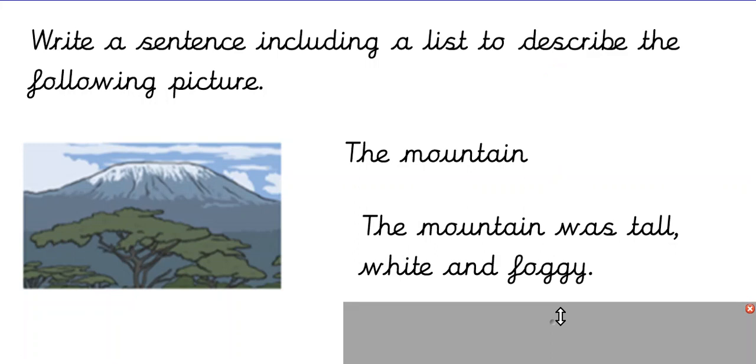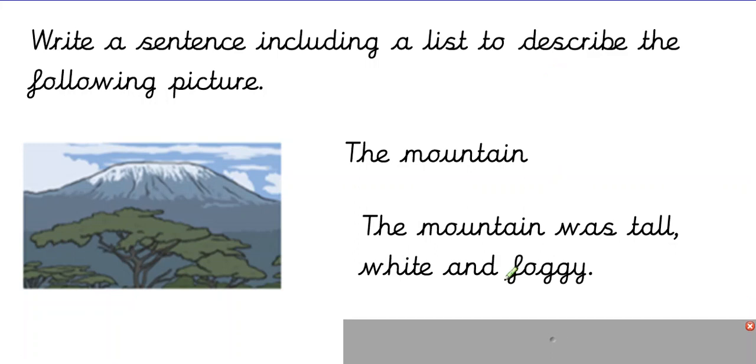Okay, then let's have a look. So this is my example. The mountain was tall, white, and foggy. So we've got tall, white, and we've got foggy. So they're my three things to describe the mountain. So I have separated tall and white with a comma, and then I have separated white and foggy with the word "and."